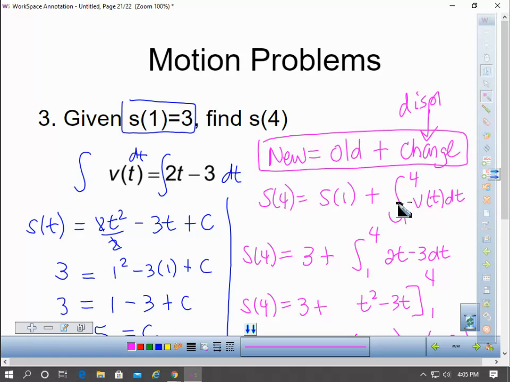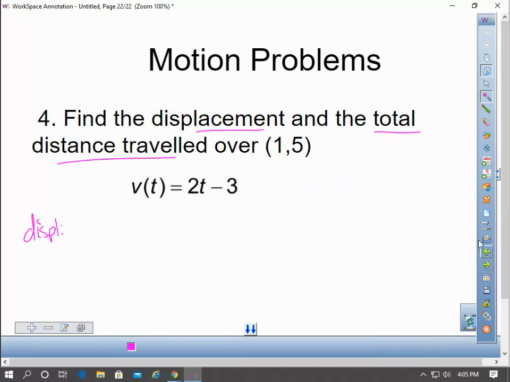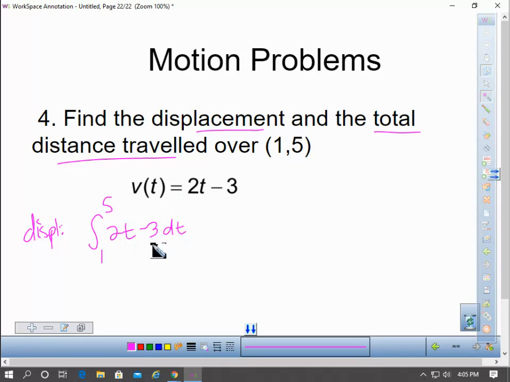So just doing a straight up integral of velocity is displacement. If I want the displacement over the interval 1 to 5, I'm just going to do 1 to 5 and do the integral of 2t minus 3. That's displacement. That tells me how much I have moved over the time interval 1 to 5.